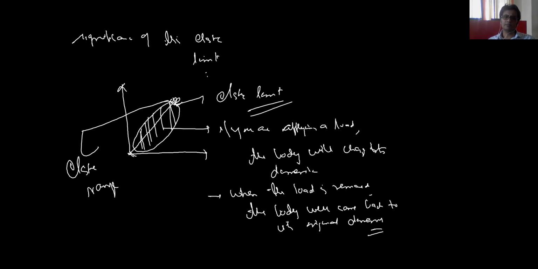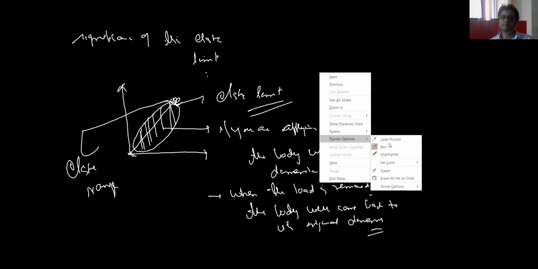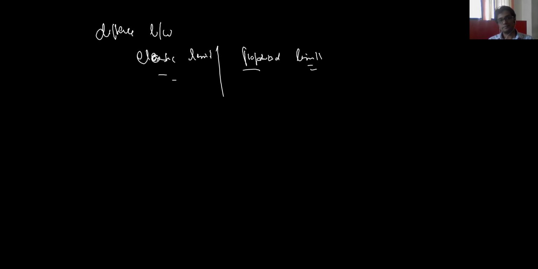But there is still a doubt in this. What is the doubt? Somewhere it is being asked what is the difference between elastic limit and proportional limit. Where is the difference between them coming from? Okay, no problem, we will again revert back to the stress strain diagram of a mild steel.